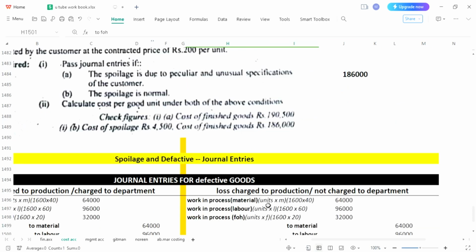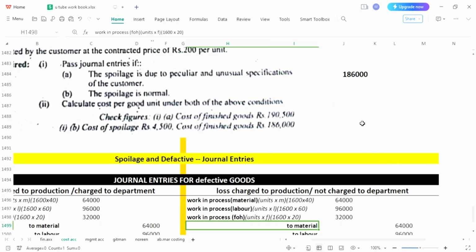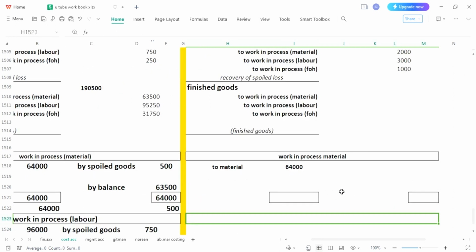First, work in process material is debited 64,000. So you will come over here, 64,000 is debited. We have put it on debit. Reference would be similar to material. As you can see, whatever would be written on the opposite side. So work in process material was debit 64,000. On opposite side material was written. So in this way first entry is completed.